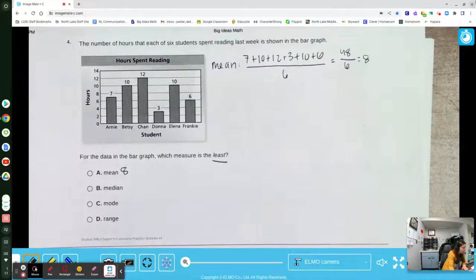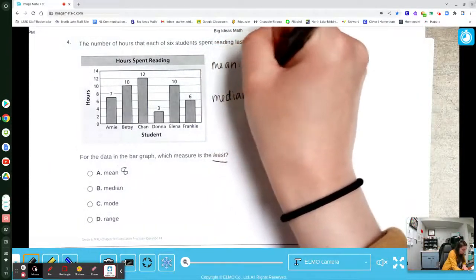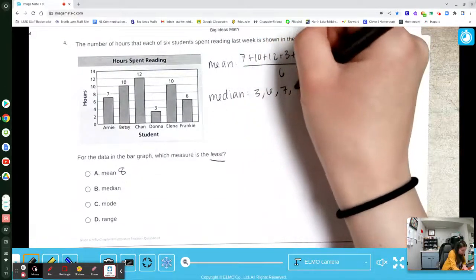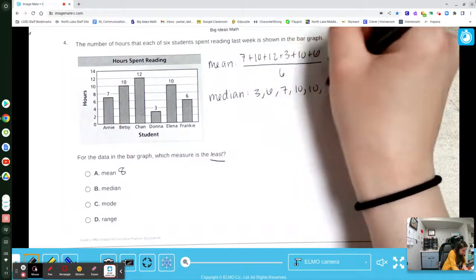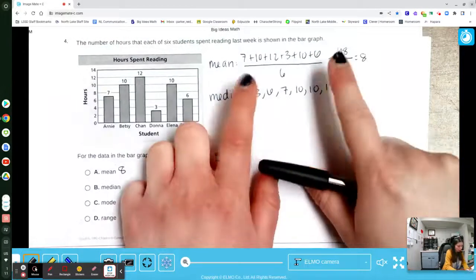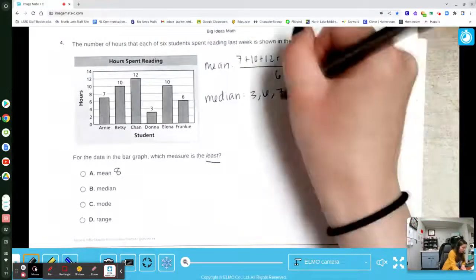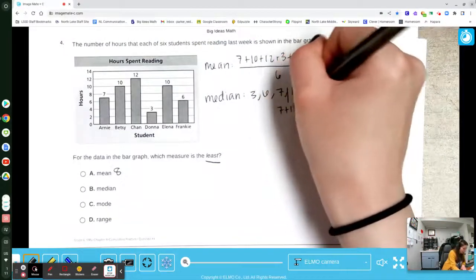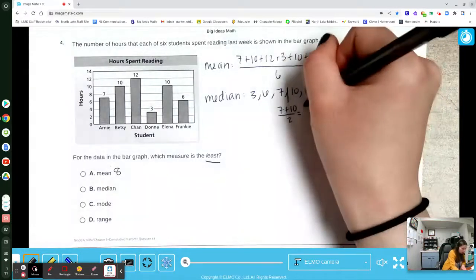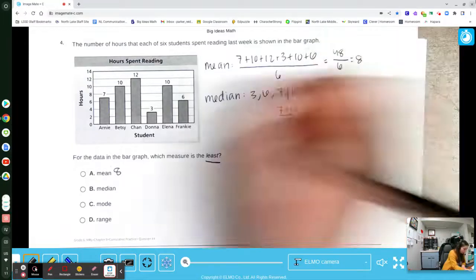Next, let's do median. Median is the middle, but I need to put it in order from least to greatest first. So 3, 6, 7, 10, 10, 12. Now there is no middle number. If I try and count to the middle, there's 2 in the middle. So the median would be between them, and I can find it by adding them and dividing by 2, by finding the mean of them. 7 plus 10 is 17. 17 divided by 2 is 8.5.